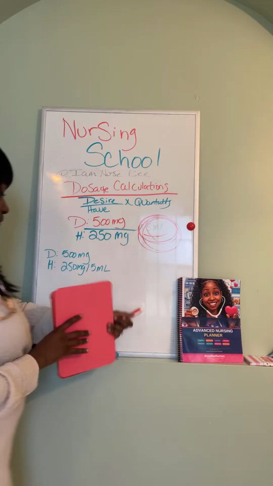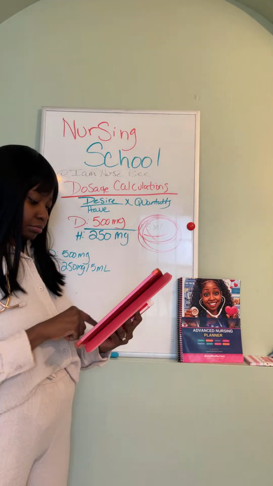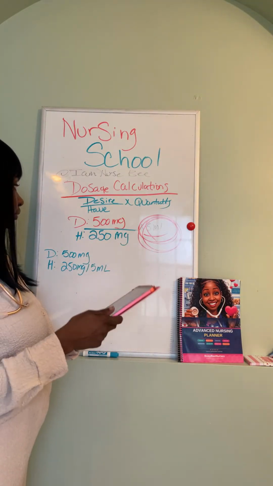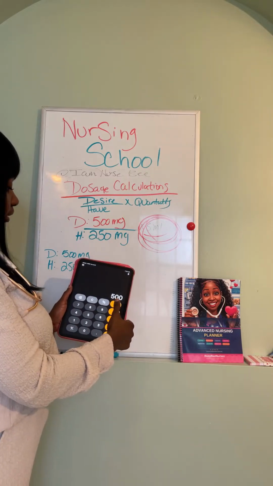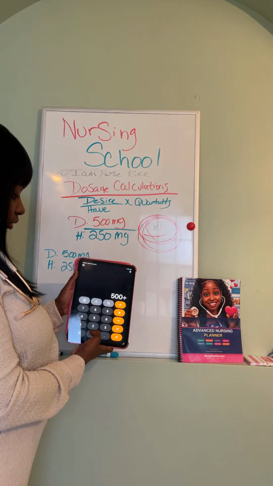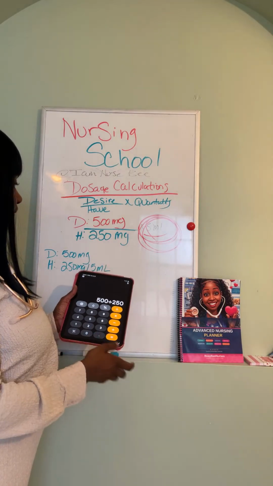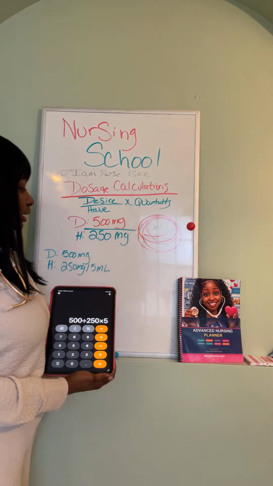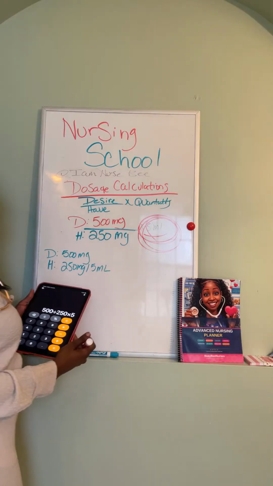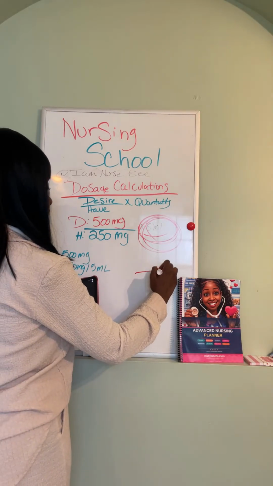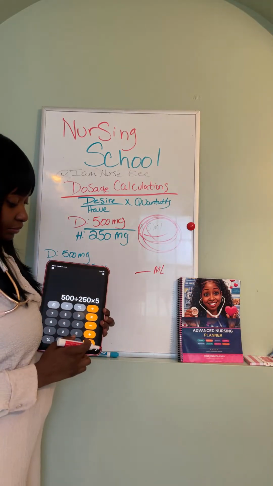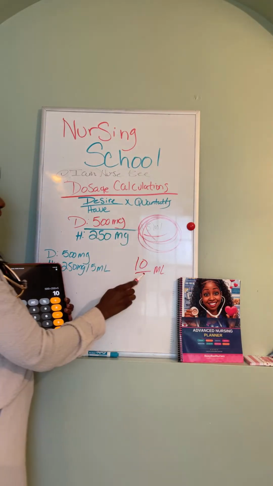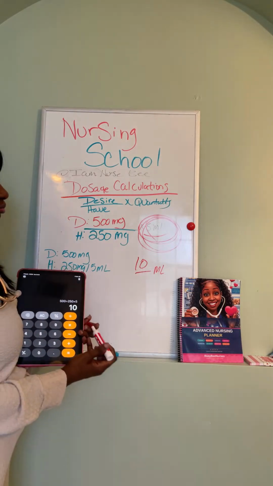So I'm going to have you pull out the calculator again. You are going to do 500 divided by 250, and then we're going to times it by 5. What do you guys think the answer is going to be? 10 mLs. So out of this whole equation, the patient is going to get 10 mLs of that medication.